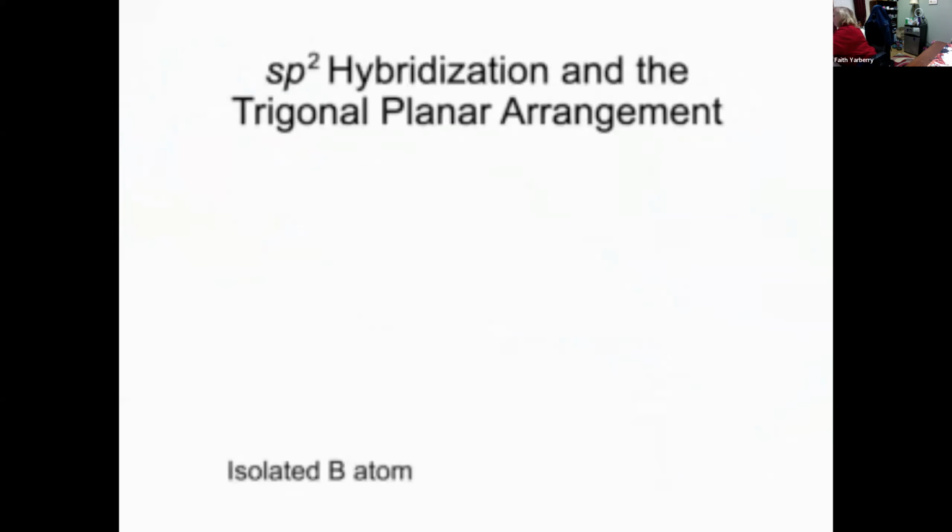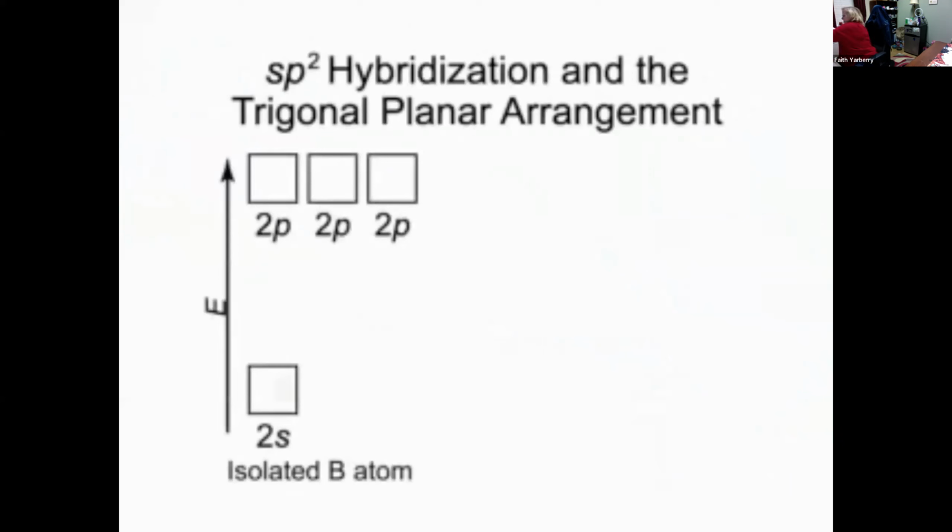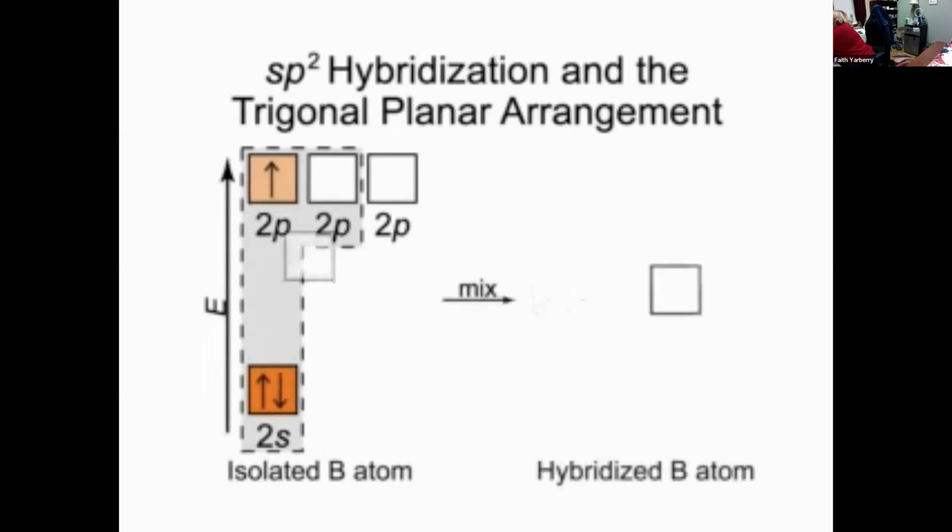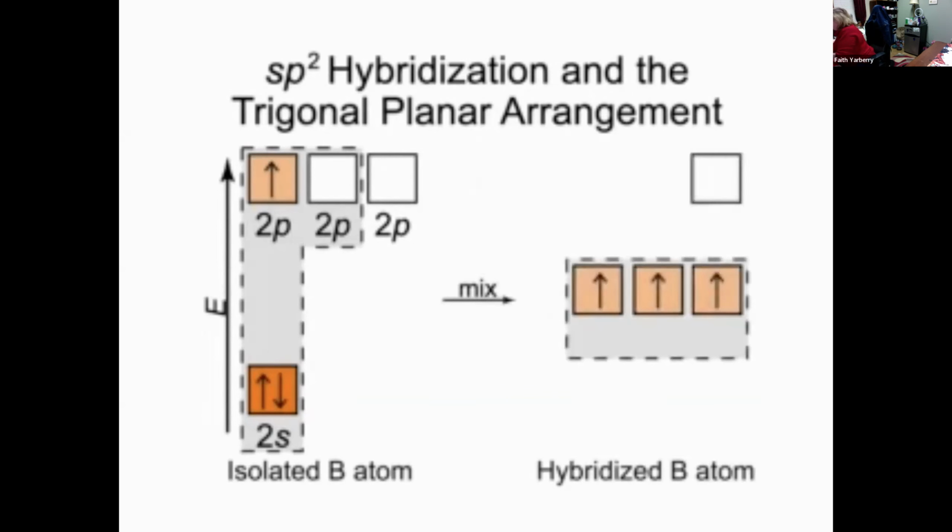To account for molecules with a trigonal planar shape, such as boron trifluoride, the model proposes that the ground state boron atom undergoes sp2 hybridization. The filled 2s of the central boron mixes with one half-filled and one empty 2p to become three half-filled sp2 hybrid orbitals. Boron's third 2p remains empty and unhybridized.